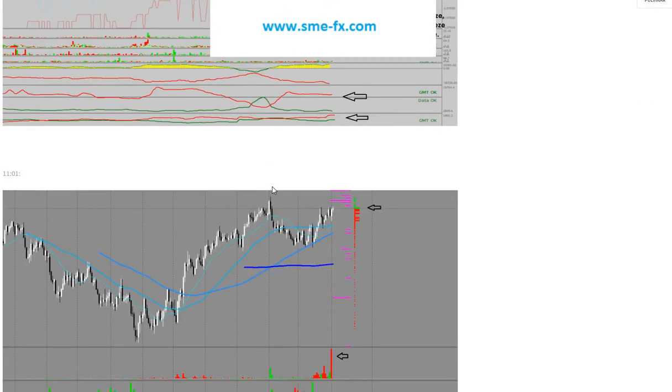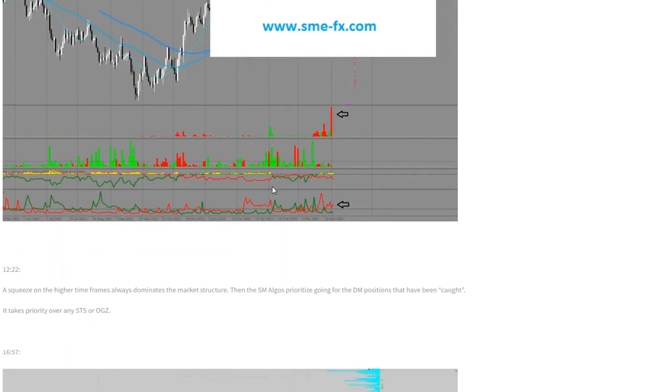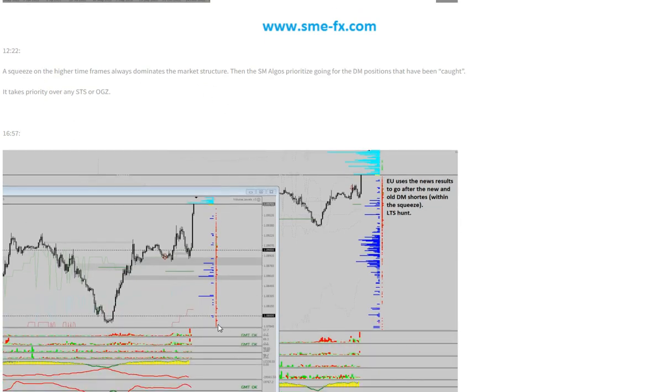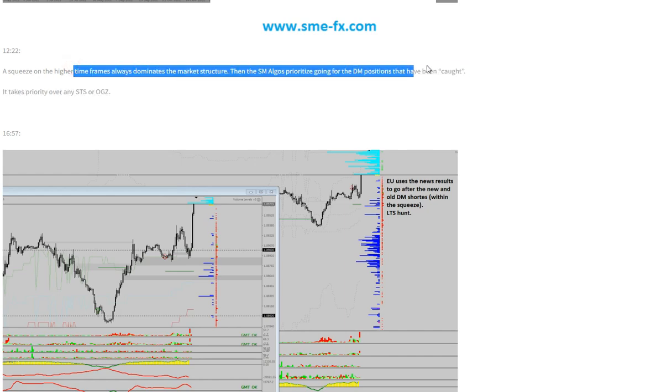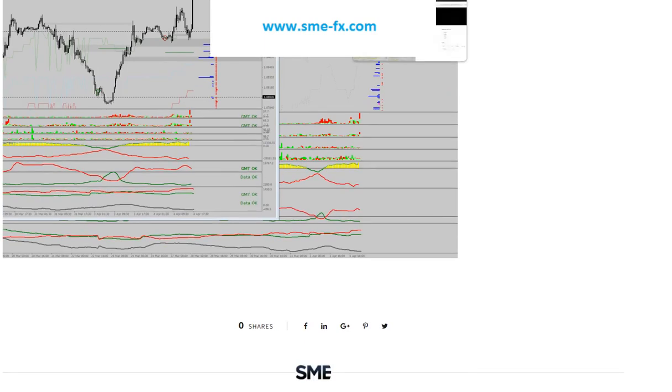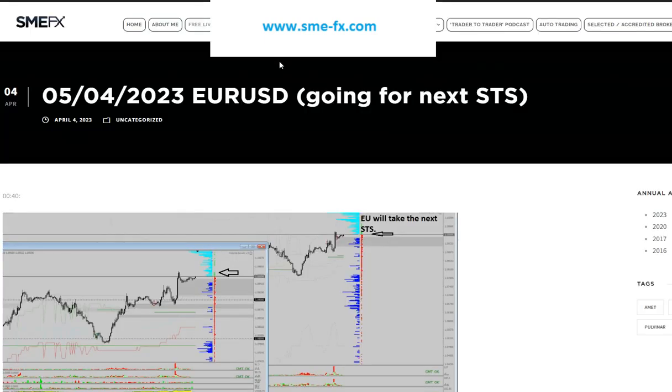However, as we know, so what happened is, shorties came in, so they took the highs, alright? So they took all the upper stops, like I wrote before. A squeeze on the higher time frame always dominates the market structure. Then the smart money algos prioritize going for the dumb money positions who have been caught, okay? So it went up, took out the stops, completed that scenario as expected.